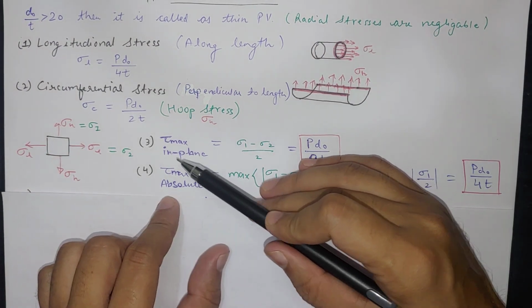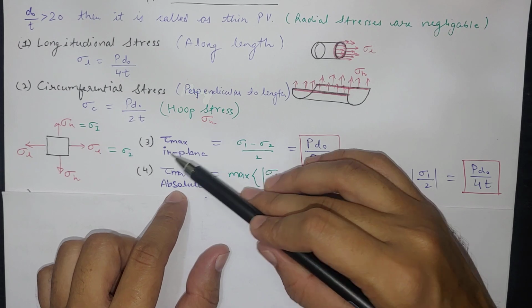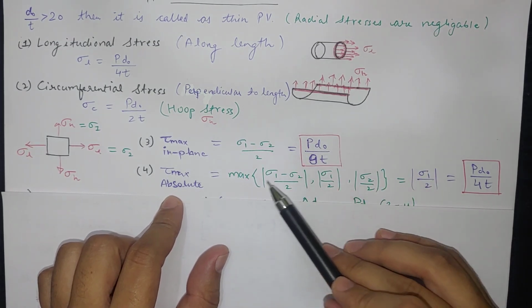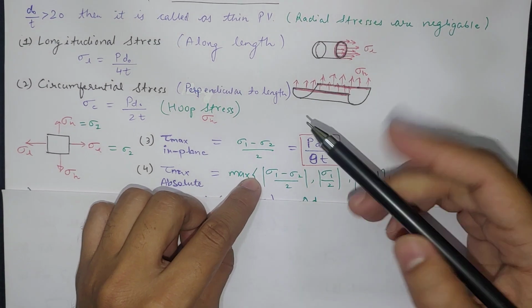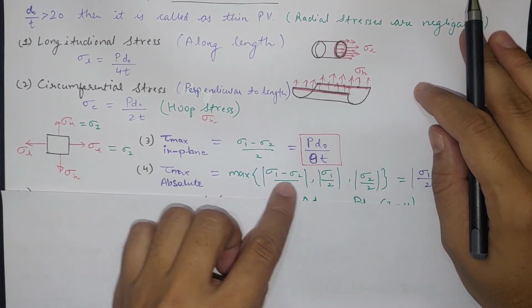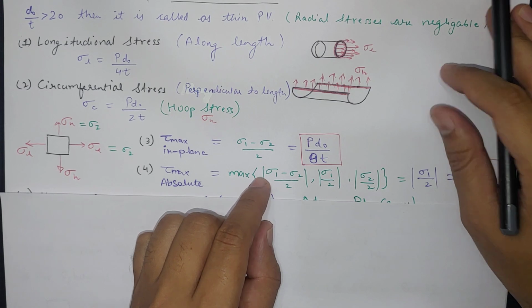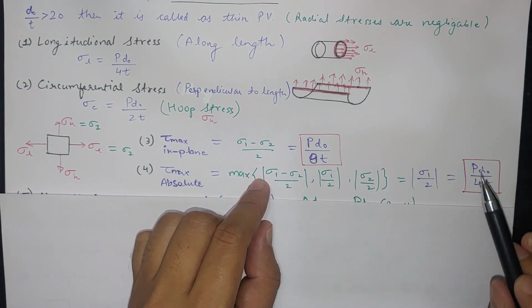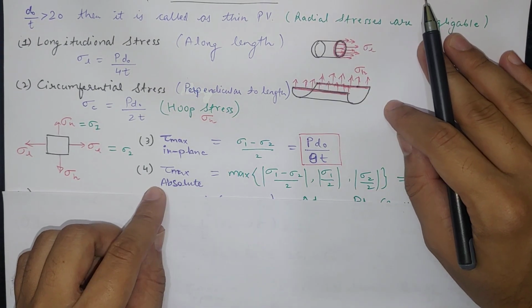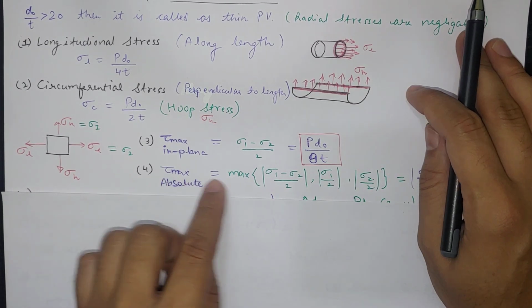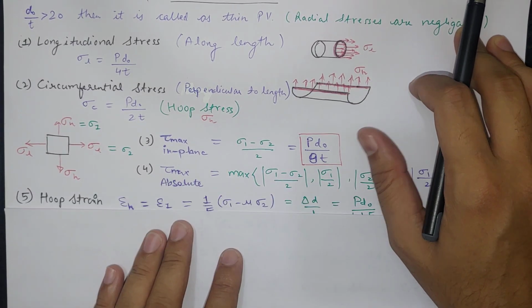So that is the basic difference between in-plane and absolute. If they ask in-plane, then we have to use this formula sigma 1 minus sigma 2, and for absolute we have to use the maximum of these, and we are putting modulus to have the absolute values of the maximum. So here, even if it is negative, it is still maximum, because they are asking for tau maximum in terms of magnitude, not in terms of positive or negative.